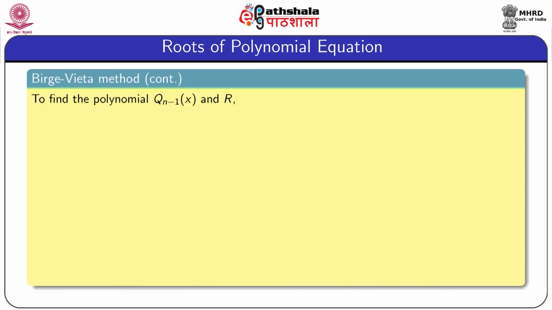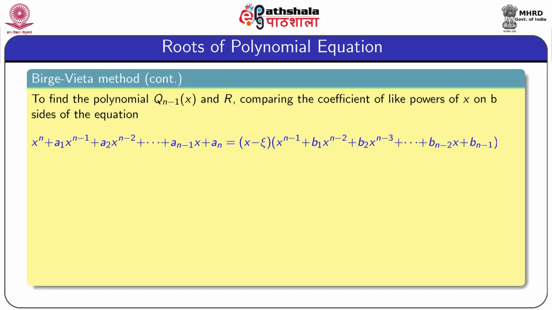Now, our problem is to find the quotient polynomial Q_{n-1}(x) and r. For this purpose, we compare the like powers of x on both sides of the last equation. That means the equation is x^n + a1 x^(n-1) + ... + an. This is the polynomial Pn, and the right side is (x - xi) times the polynomial Q_{n-1} plus r. Comparing both sides, we get a1 equal to b1 minus xi.